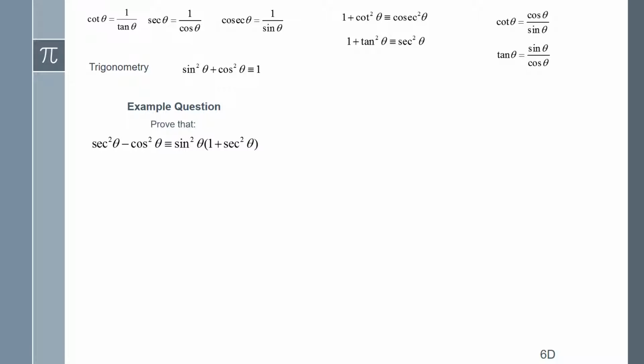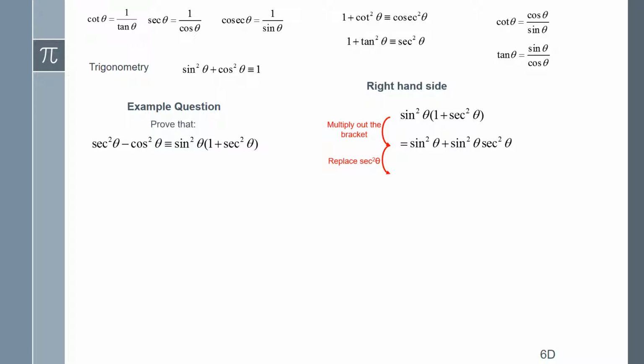Prove that sec squared minus cos squared is sine squared 1 plus sec squared. Okay, in this case, let's look at the right hand side, because that's the side that looks a bit more complicated. We've got sine squared theta times 1 plus sec squared theta. We can multiply it out, so we get sine squared theta plus sine squared theta sec squared theta.